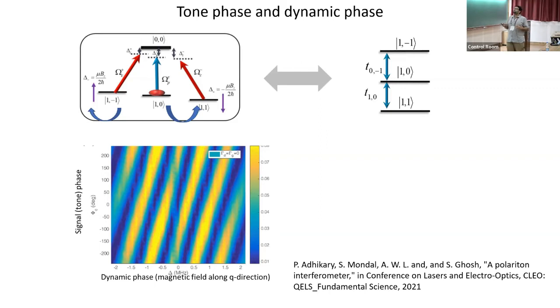Okay, so this control and probe both actually generate a two-photon coupling here, which we will call tone coupling. Because in the context of synchronization, we will call it the tone phase. So I will go there.